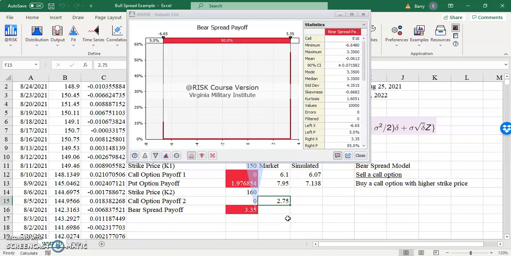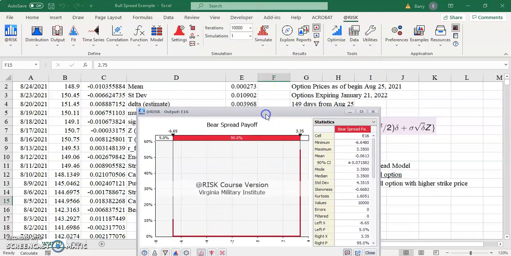Now, what would really be interesting to understand is how these payoffs are related to ultimately the ending stock price. So that's what we're going to graph. We also see that on average, this bear spread payoff is essentially zero. What we're really trying to do is lock in a payoff when we believe the stock price is going to move one direction or the other. With the bear spread, we're really making a bet that the stock price decreases. We'll see that with a graph.